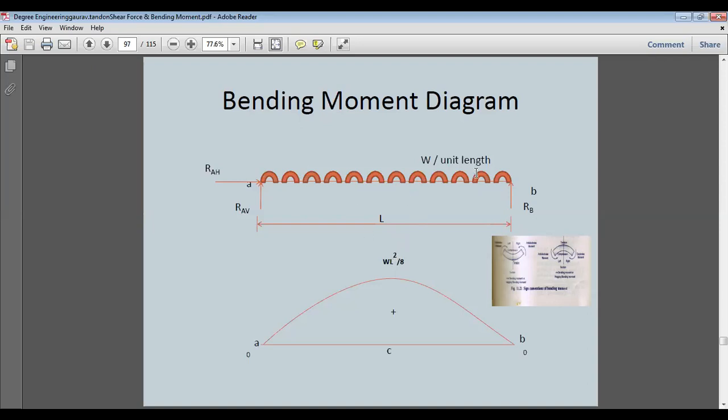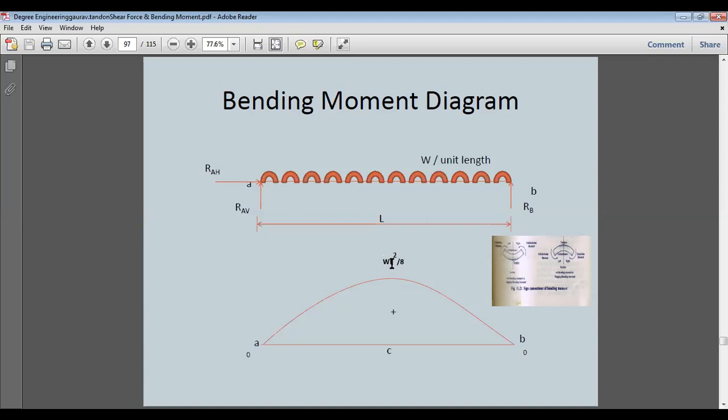So we can calculate either this way or that way. Both will be the same. The center point will have the maximum bending moment, and that is WL square by 8. So WL square by 8 is the maximum bending moment, and at point B and point A the bending moment will be 0. So now we have got the curve.